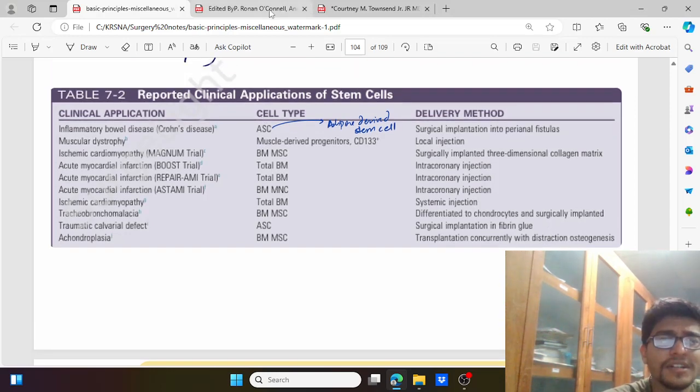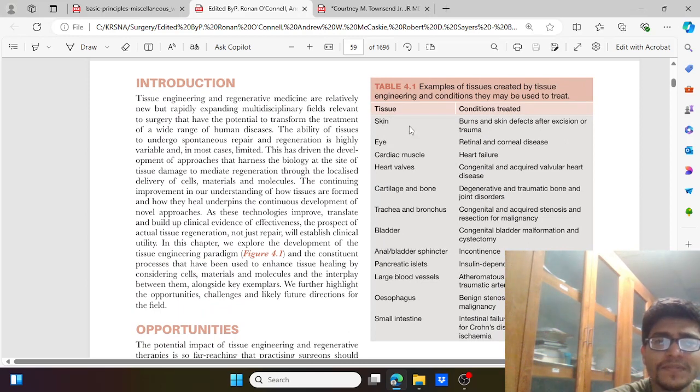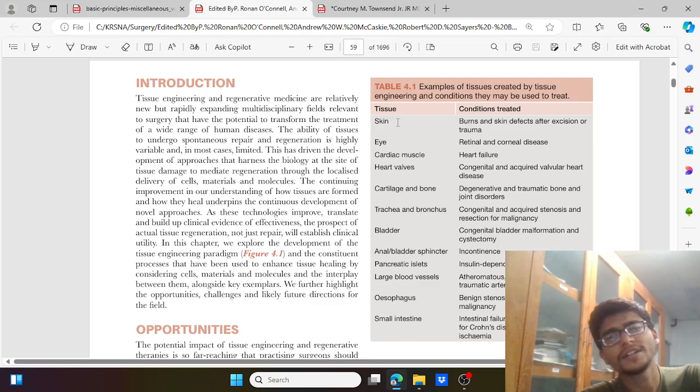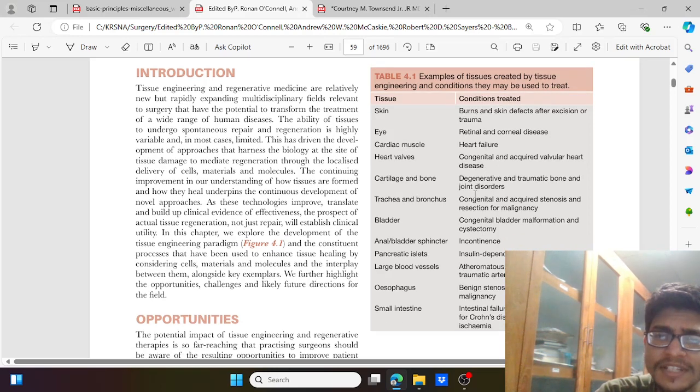Some of the other applications which I would like to share are patients of burns or skin defects after excision or trauma, that is tissue engineered skin graft. Then in case of eye, for any retinal or corneal condition, in cardiac for heart failures, that is ischemic cardiomyopathy, and heart valves for congenital heart disease and acquired valvular heart disease, cartilage and bone as we have seen in achondroplasia, trachea and bronchus as we have seen in tracheobronchomalacia, bladder in case of congenital bladder malformation, and post cystectomy after malignancy or trauma.